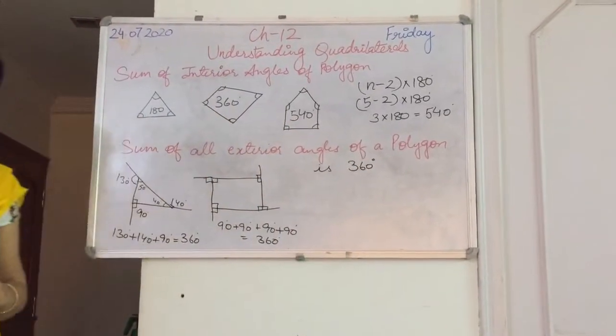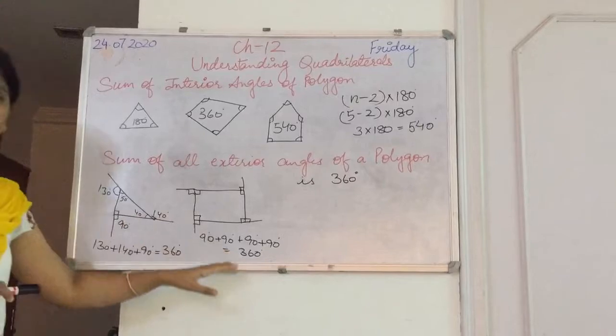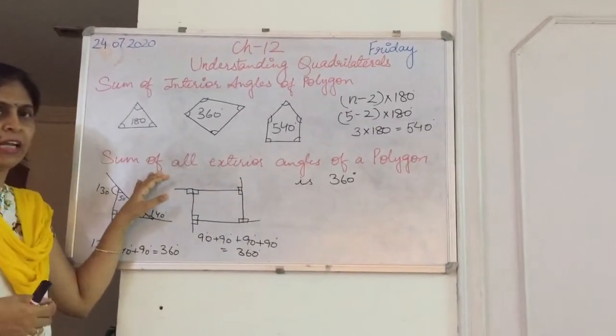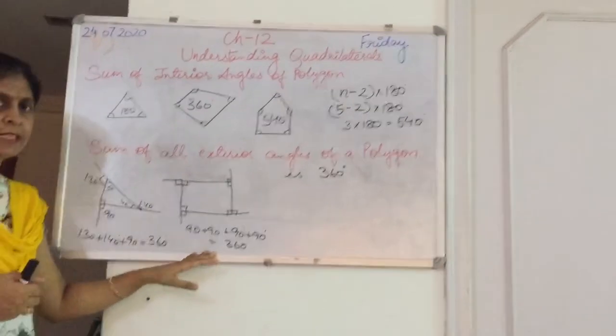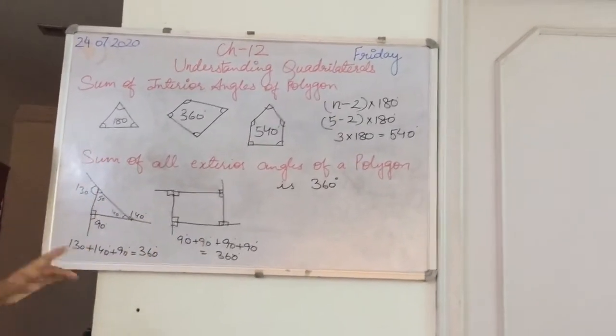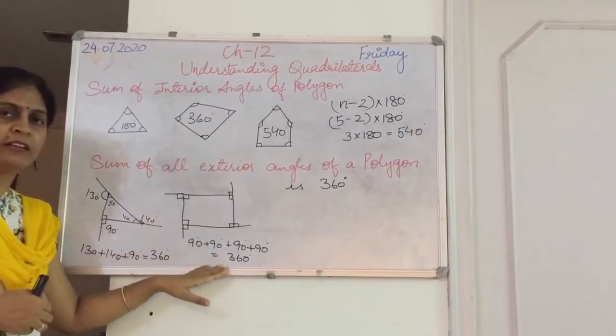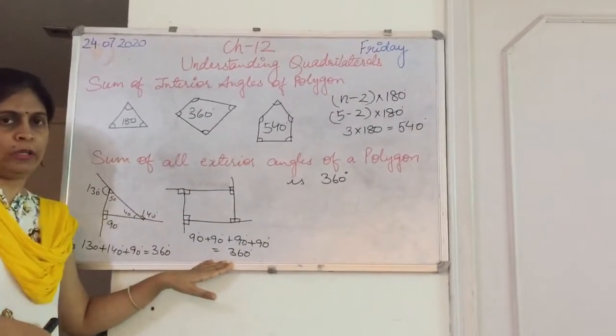I have taken examples and explained this property by showing you that you can take any figure and find out the exterior angle by linear pair, and the result will be 360 only. Fine.